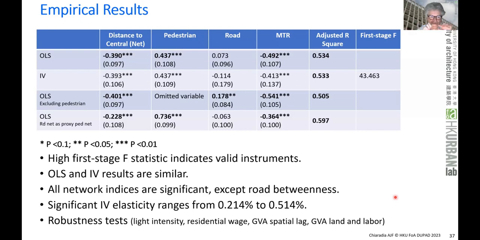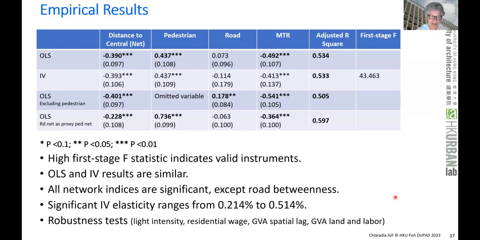Now, the last two lines are quite interesting because in the third model, we omitted the pedestrian network. We just asked, okay, what happens? This situation is what happens in almost every transport model: pedestrians are not included. What is interesting is that then road becomes more important. So when you omit a variable, road becomes important. This might explain why so much investment is directed to roads and not necessarily to pedestrians.